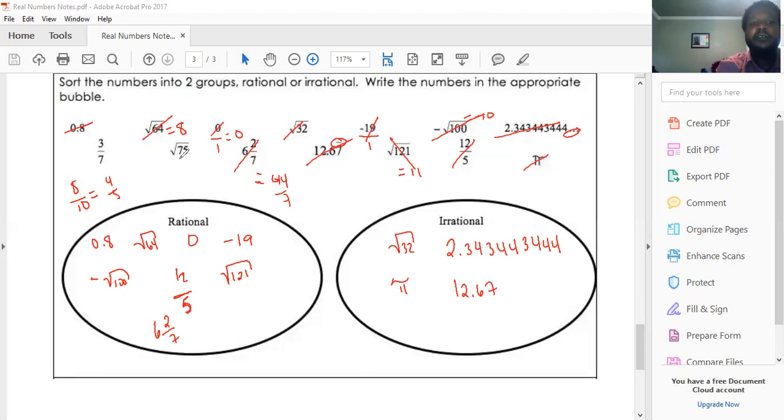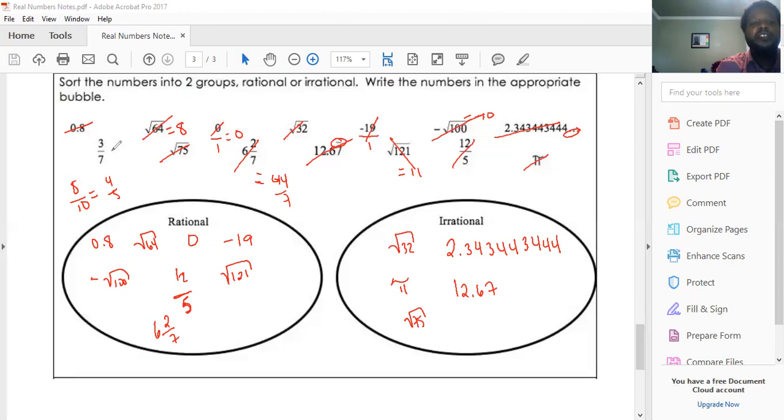Square root of 75. So again, 75 is not a perfect square. 64 is a perfect square, and then the next perfect square after 64 is 81. So the square root of 75 is not a perfect square, so it's not going to give us an even number. It's going to give us a decimal. That means the square root of 75 is an irrational number.